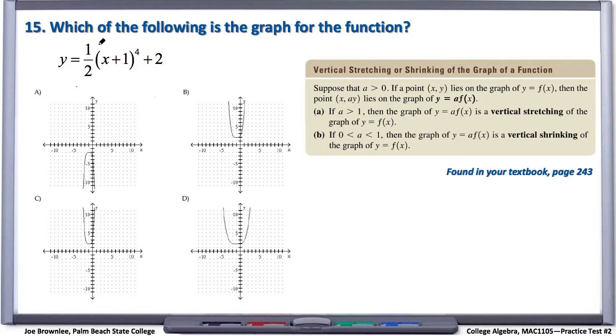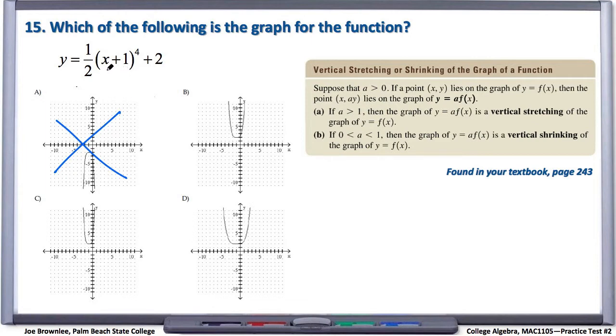We have a positive 1/2. And so right away we know A can't possibly be our graph, because in order to open down, we would need a negative of some kind. So we can eliminate A. Now that leaves us with B, C, and D. So now we've got to start using our knowledge of vertical and horizontal translations first, and then we will look at vertical stretching and vertical shrinking in just a second.